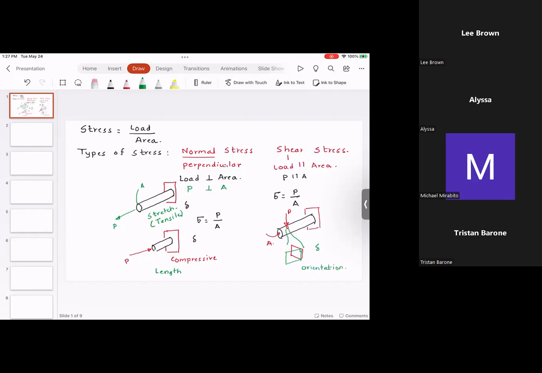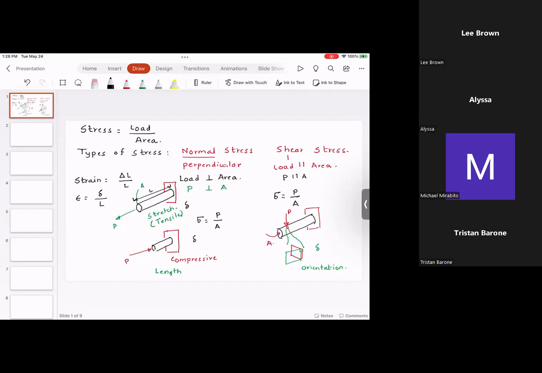Now, the next concept, which you must have studied or reviewed in your previous classes, is strain. So what is strain? Strain is change in the length divided by original length. For example, if this length is L, then the strain given by epsilon is delta divided by L.